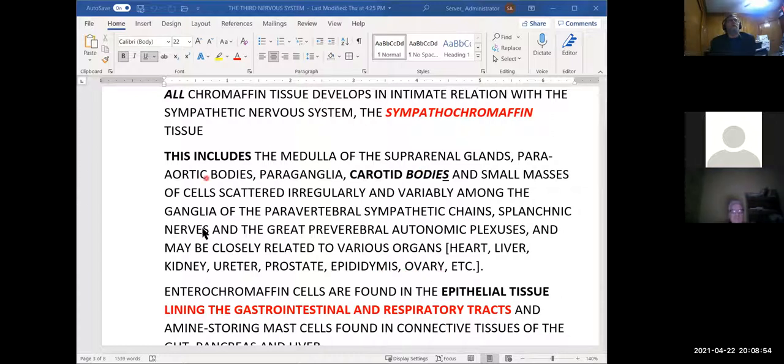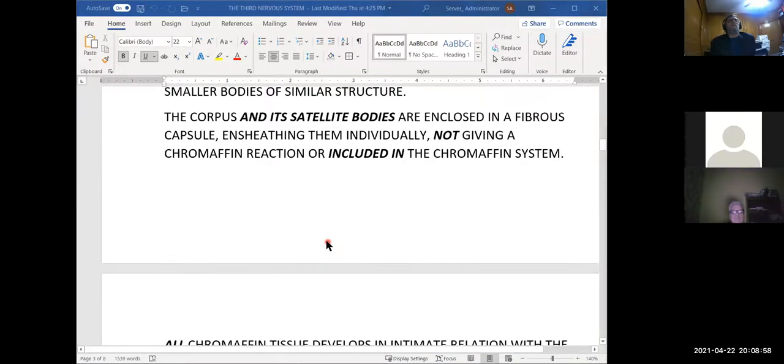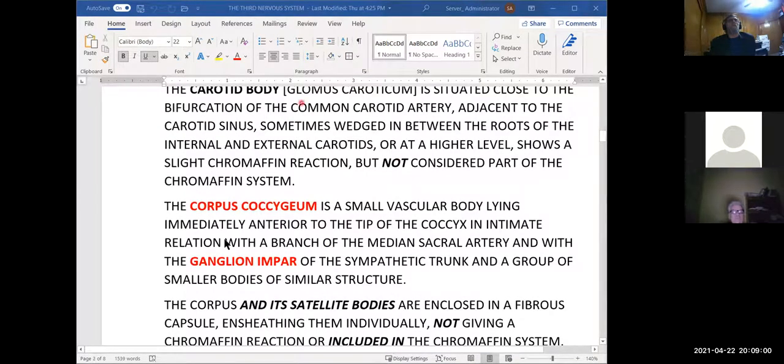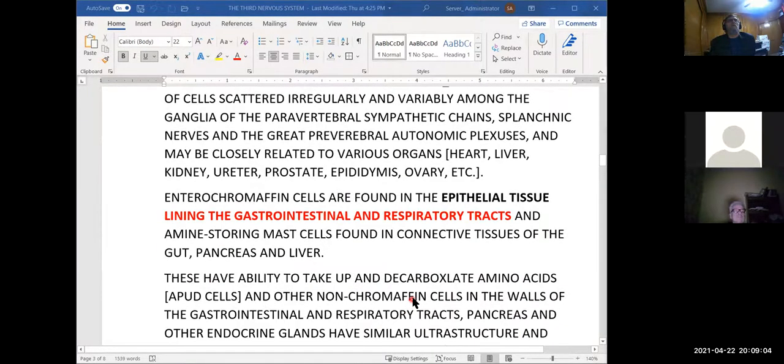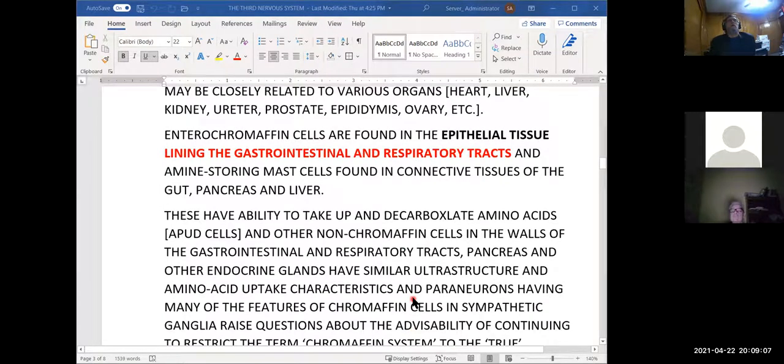Now, isn't that odd? Because this, out of a different book, says that all of those that this says weren't in the chromaffin system, are. So one of these came out of Gray's Anatomy, one of them came out of Cunningham's Anatomy. So Gray's and Cunningham don't agree on that particular thing.